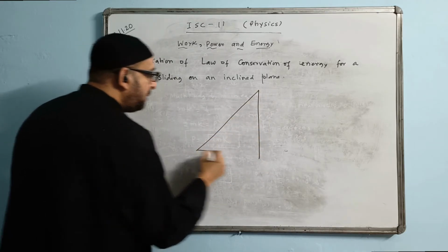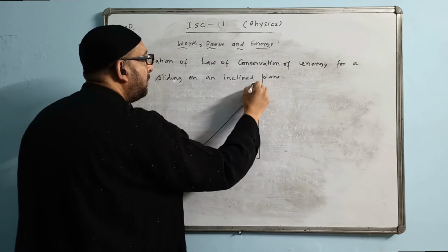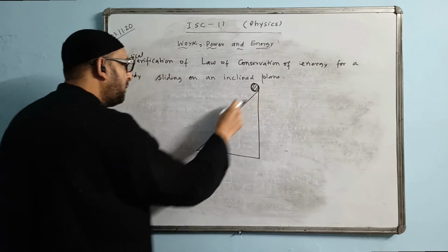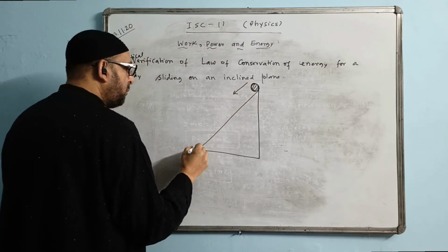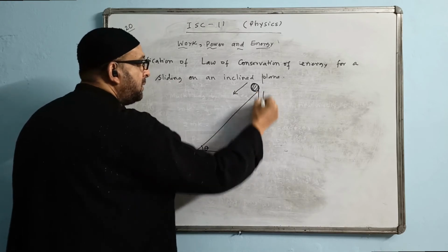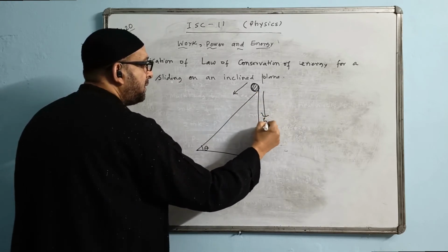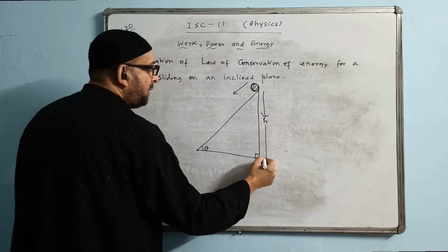There is an inclined plane. We have a body here, which is moving down like this and coming to the lowest point here. Let us take the angle as theta here. This vertical height is h.